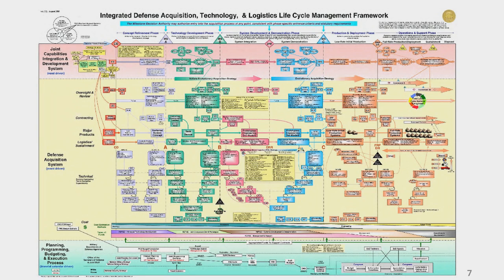Notice the three colored bands on the chart. At the top is the Joint Capabilities Integration and Development System, known by its acronym, JCIDS. Next is the Defense Acquisition System in yellow, and at the bottom, the Planning, Programming, Budgeting, and Execution System. In my short time today, I'm going to talk about the bottom two, the Defense Acquisition System and Planning, Programming, Budgeting, and Execution, or commonly called PPBES.